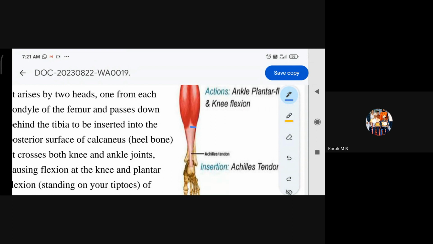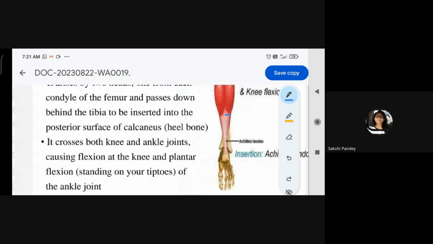Okay. Next is insertion, ma'am. The Achilles, ma'am. Yes.